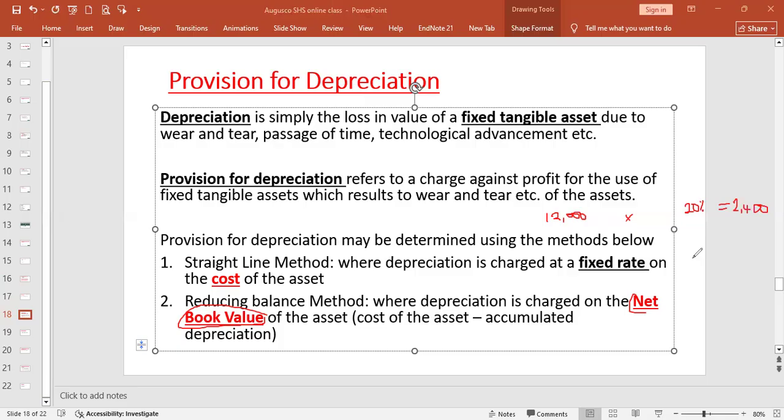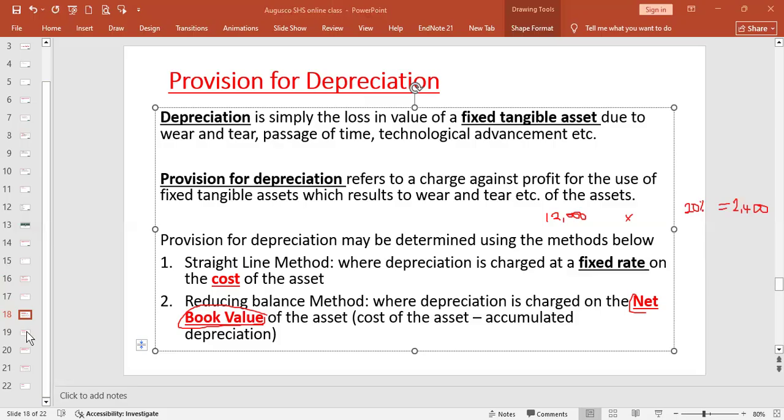So that's the difference. Straight line is on cost, so every year on cost, which makes the depreciation fixed. It doesn't change. But for the reducing balance, as you continue from year to year, you would have to subtract the previous year's depreciation. So you are going to have different figures for each year. Okay. So these are the methods for calculating depreciation. When we take scenarios, you appreciate better.